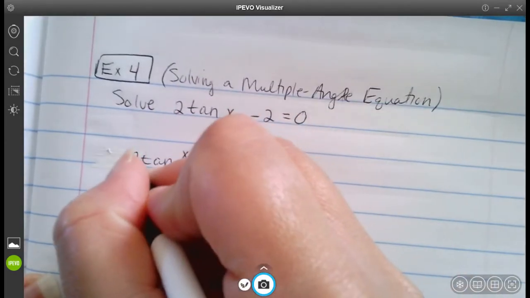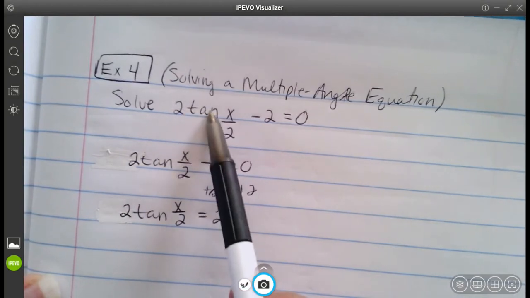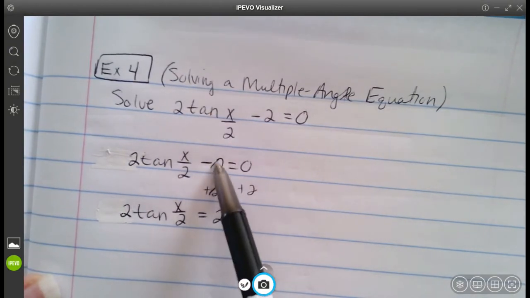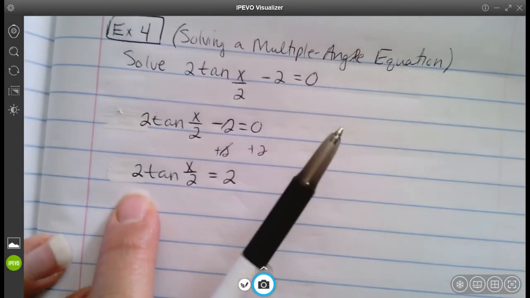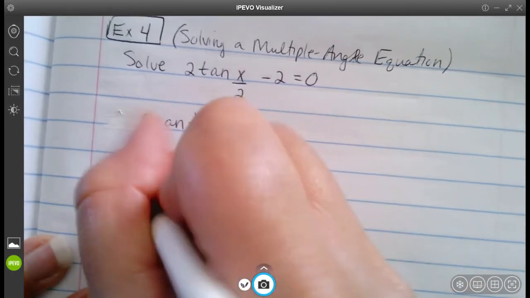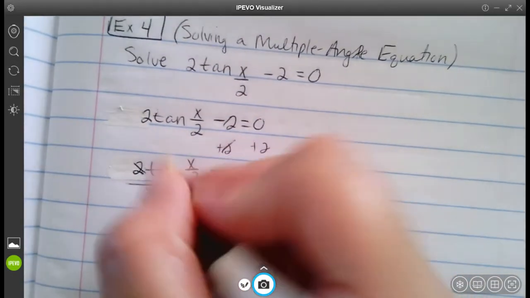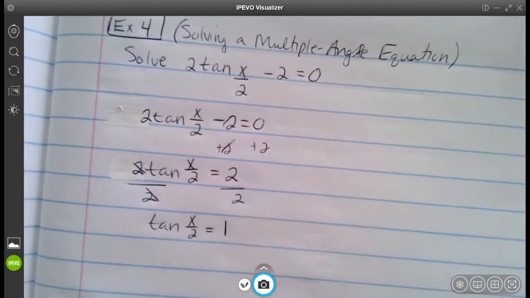So the 2 actually goes here in the front. Make sure you make that correction before we mess it up. It's 2 times tangent, okay? But everything else is fine. So we still add 2, we add 2, there's the 2. And then we're going to divide by 2 in this one. That's why I noticed it was wrong. We're going to divide by 2, which gives us tangent of x over 2 is equal to 1.